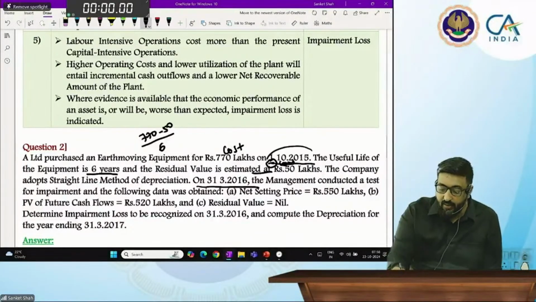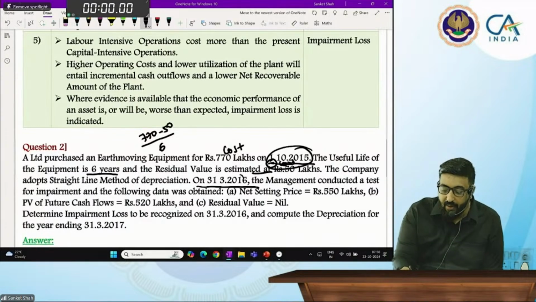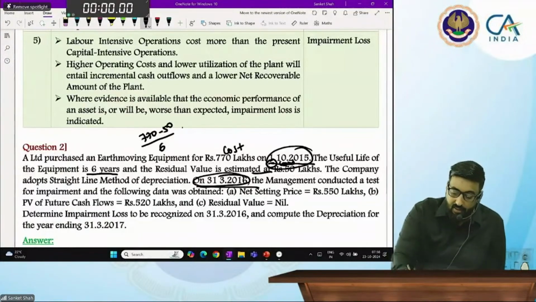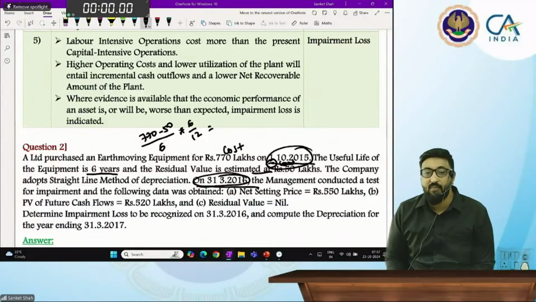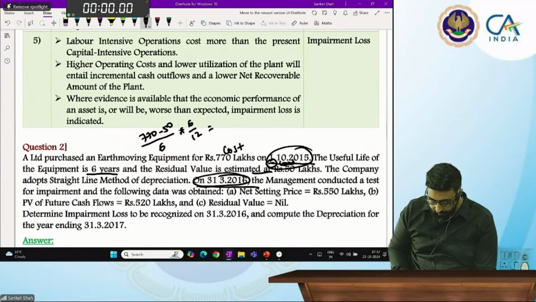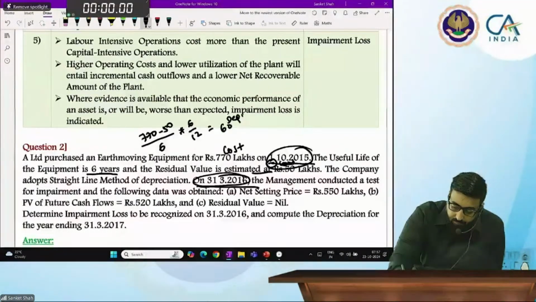Now we bought the asset on 1/10/2015, and we are doing impairment on the balance sheet date, 31st March 16. That is only 6 months. Depreciation is only for 6 months, not for 12 months. So 770 minus 50 divided by 6 into 6/12. So my depreciation amount is 60. So what is my carrying amount?